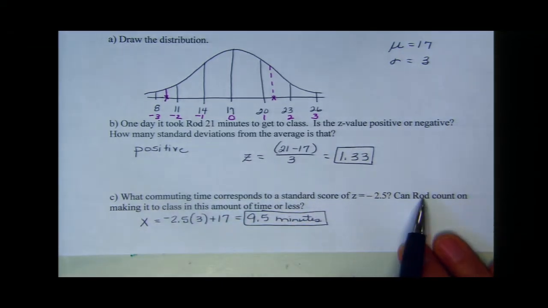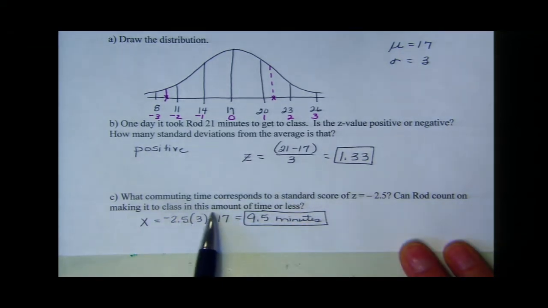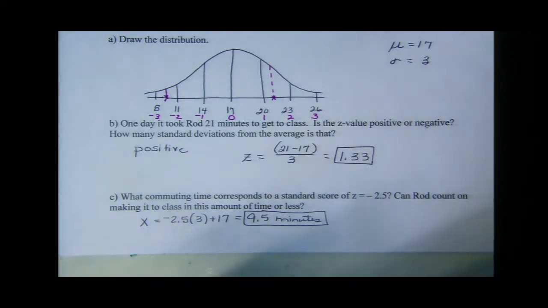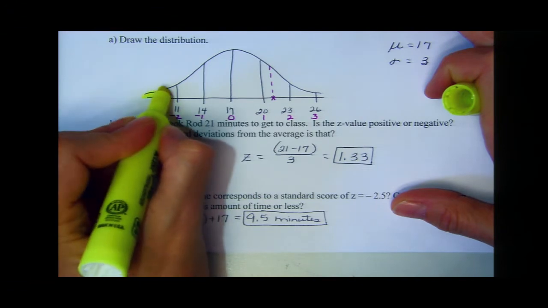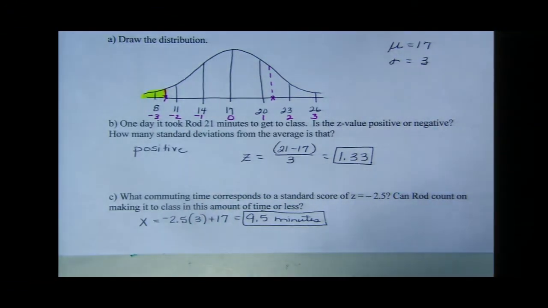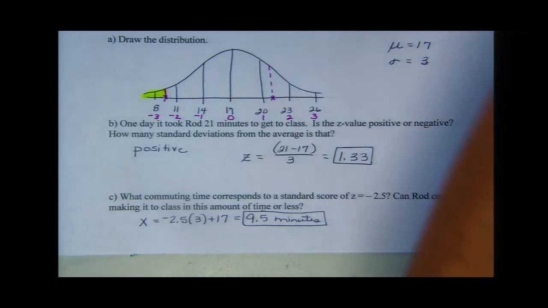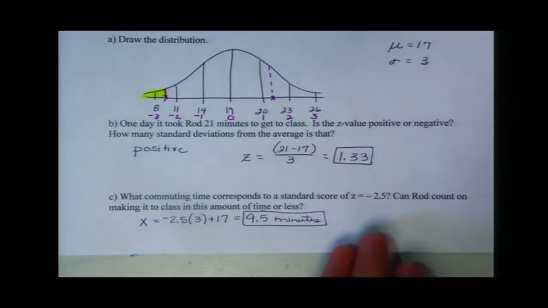Now, can Rod count on making it to class in this amount of time or less? So, if I shaded that amount of time or less, that's the likelihood that he would make it to class on time. Does not appear to be very likely. So can he count on making it in that time or less? No. I would not count on that at all.